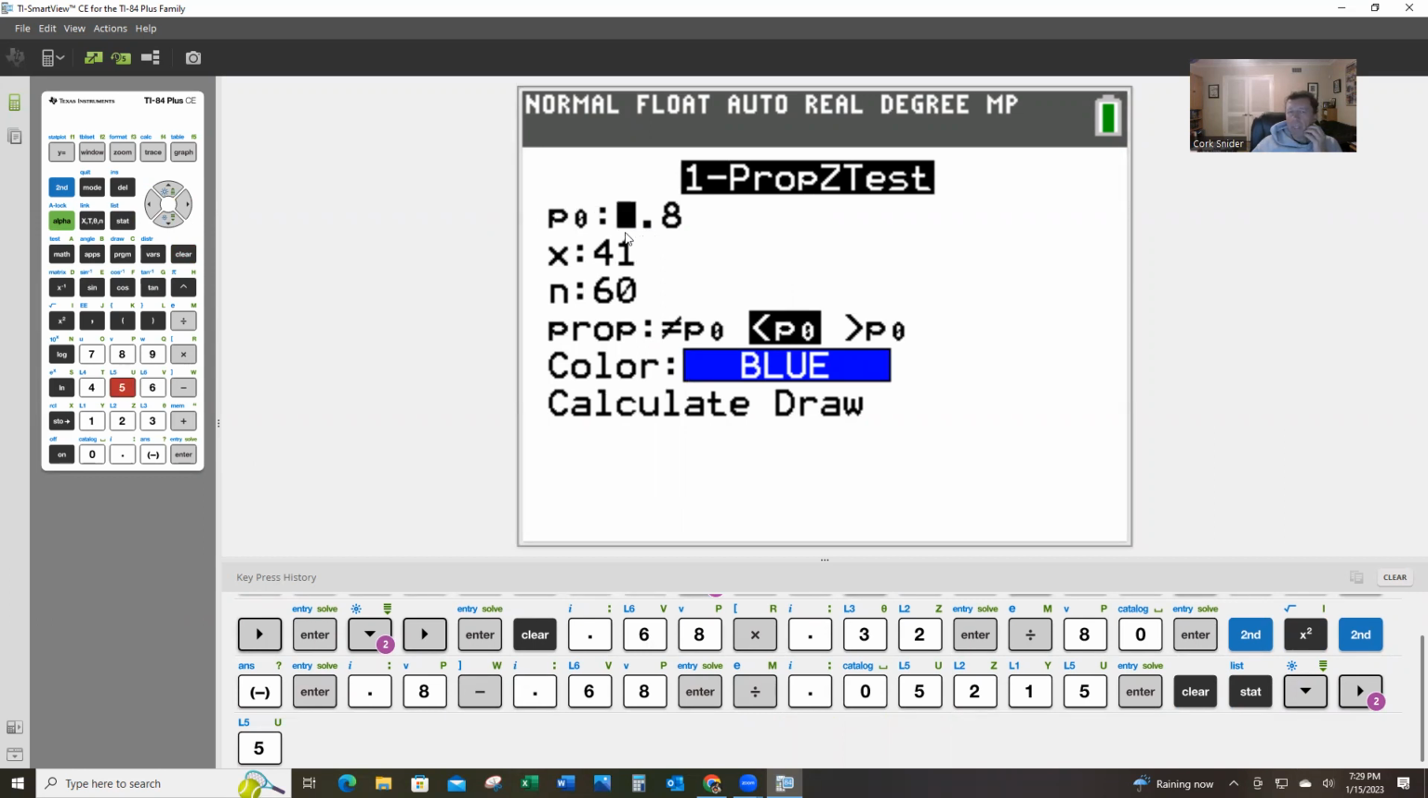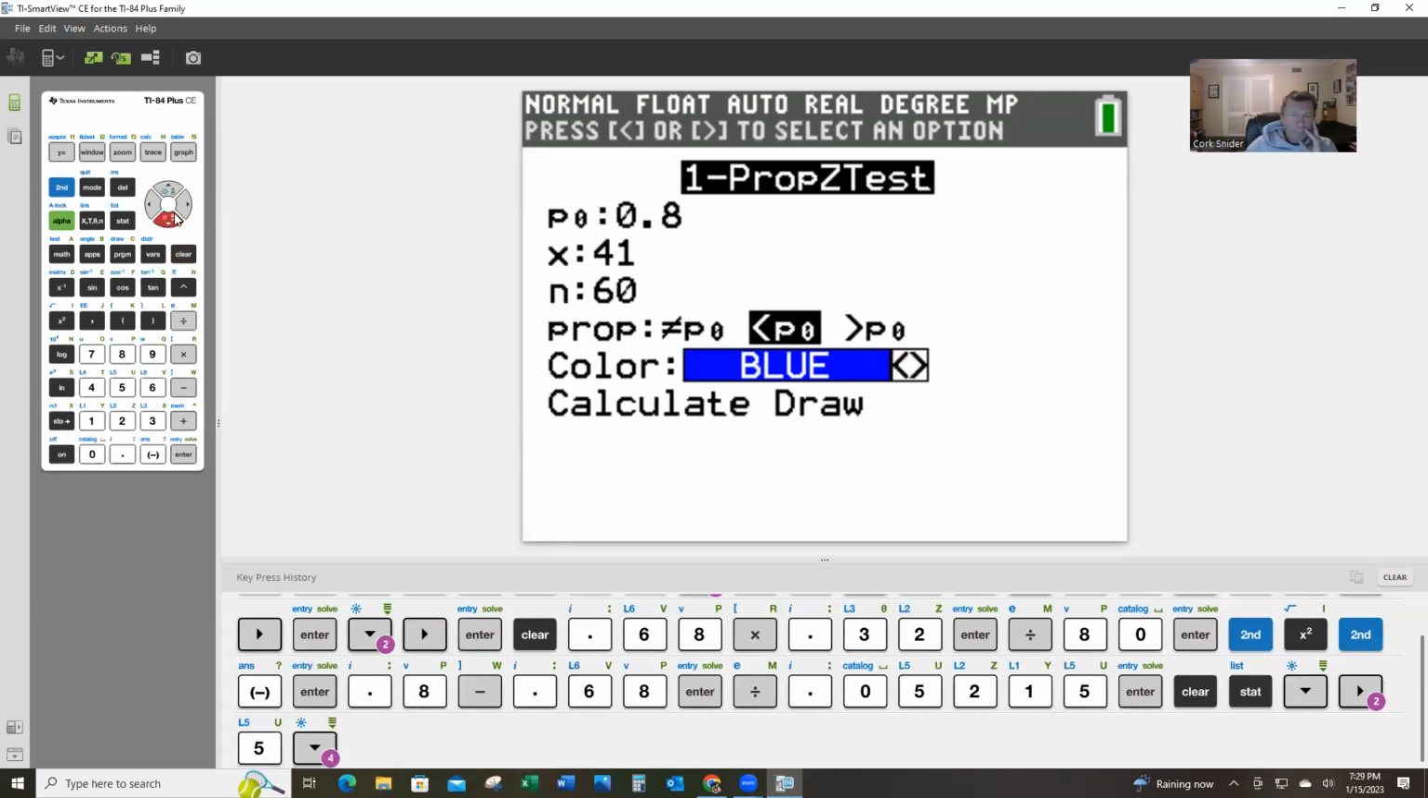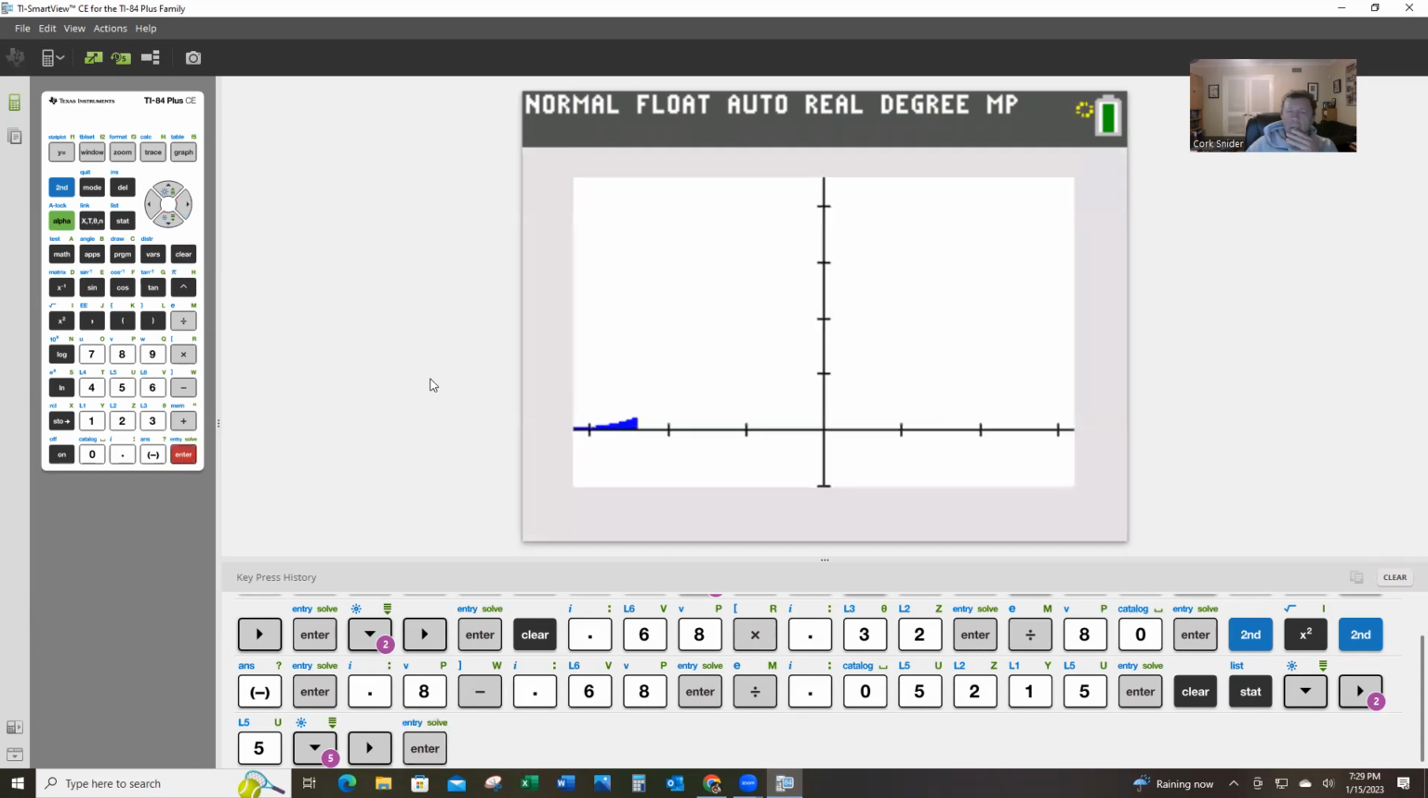So there's your p 0.8, 41 over 60, and it's going to be less than. It's going to be less than on this, because Jason thinks it's actually less than 80%, and his sample proportion is 68%, so it is slightly less. Okay, and so I'm going to go to draw on this, and we're going to get the answer.